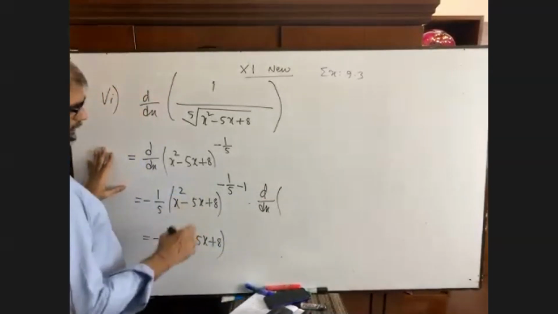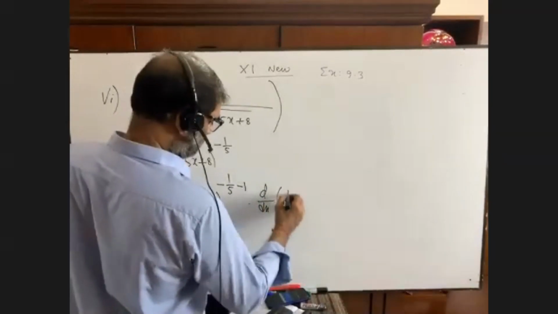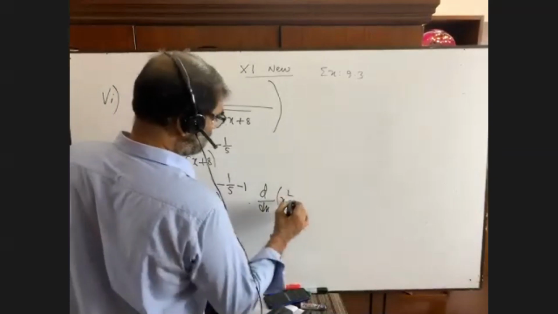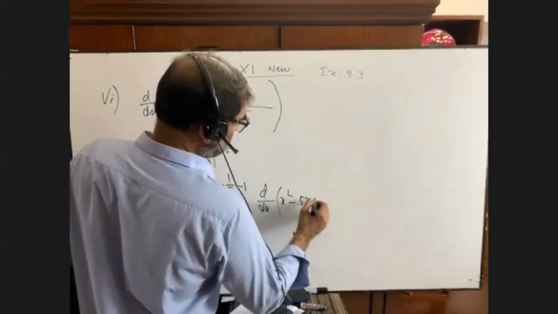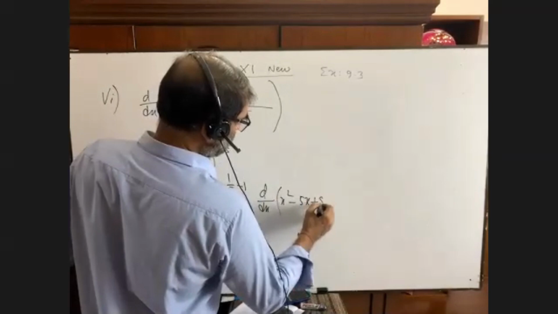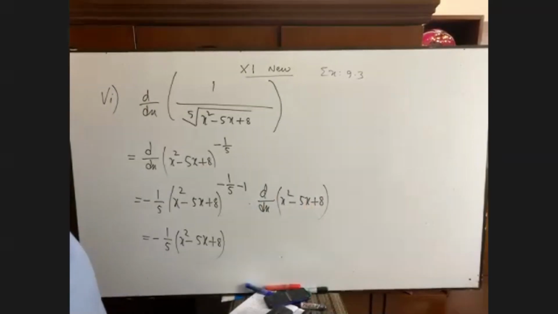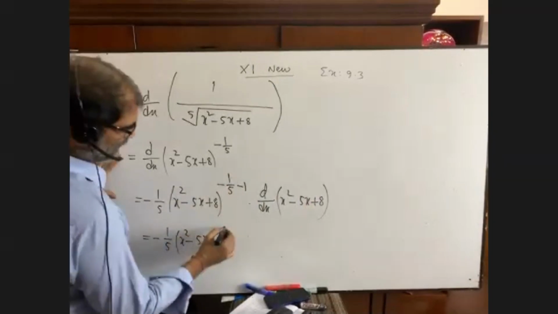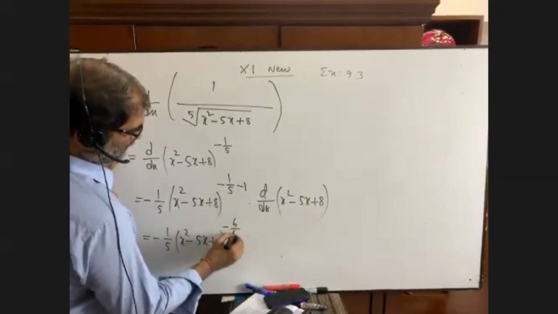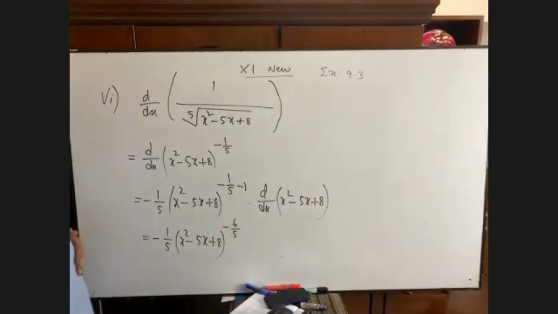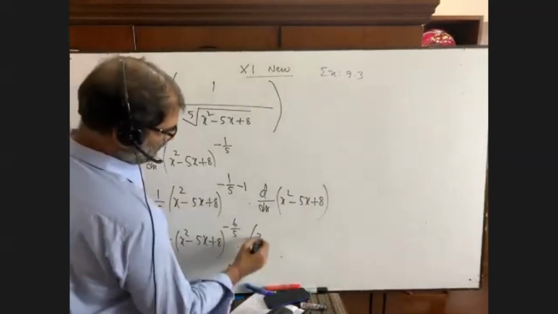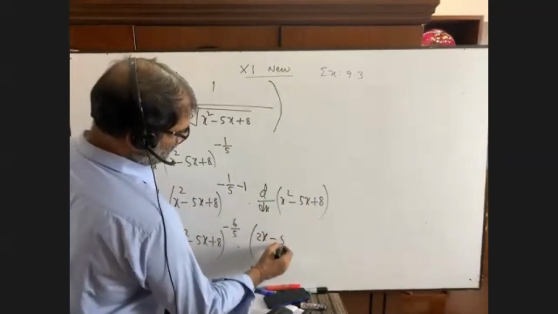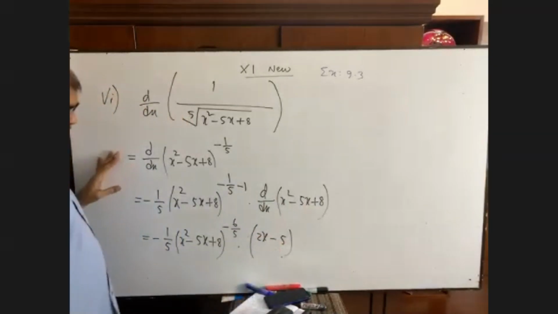Okay, then it is x square minus 5x plus 8. It was not written at first. Now you see it is minus 1, this is power of minus 1 minus 6, right? Minus 6 by 5. Is it? Yes, it is. Then we are getting here 2x minus 5. Actually, we are done here.